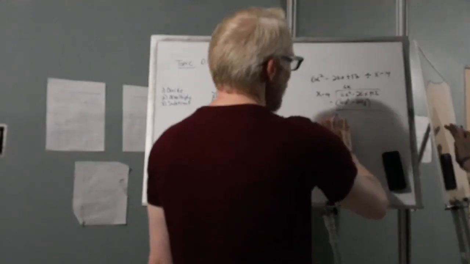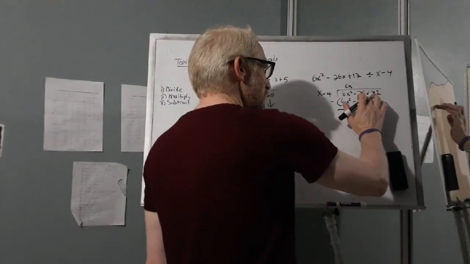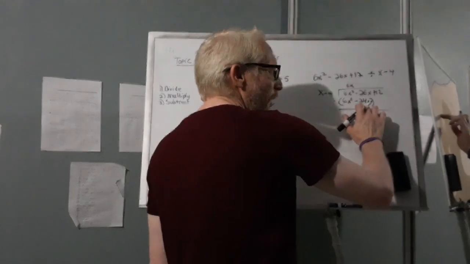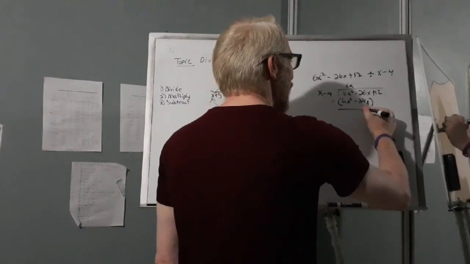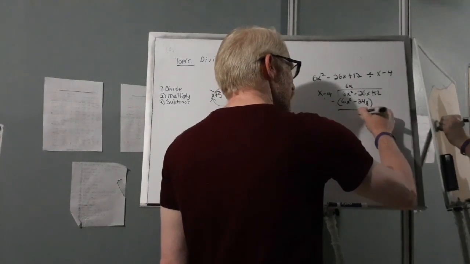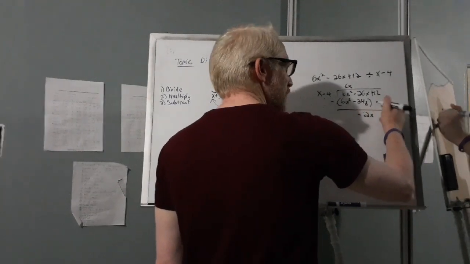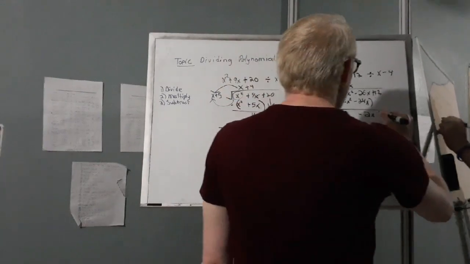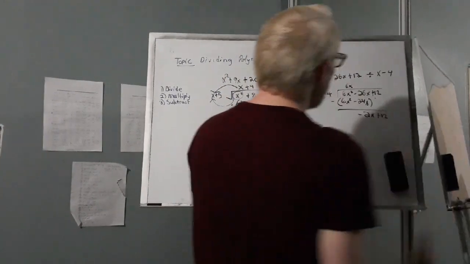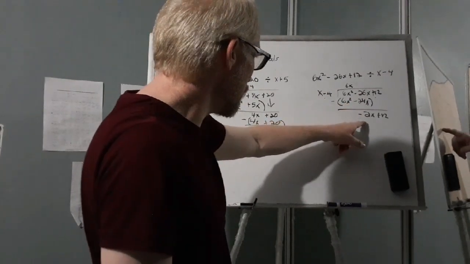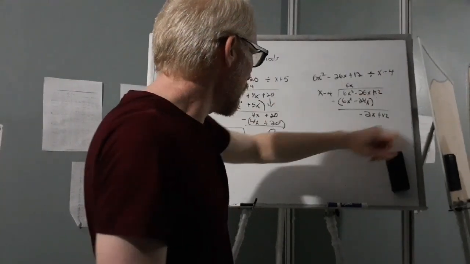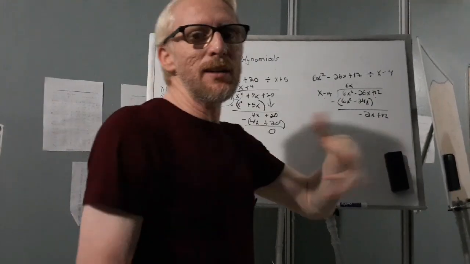So basically 6 minus 6 is 0. Negative 26x minus negative 24x turns into negative 26 plus 24, which is negative 2x. And then I bring down the 12, so plus 12. So again, all I did was negative 26 minus negative 24 is negative 2, and then I just brought down the 12, okay?